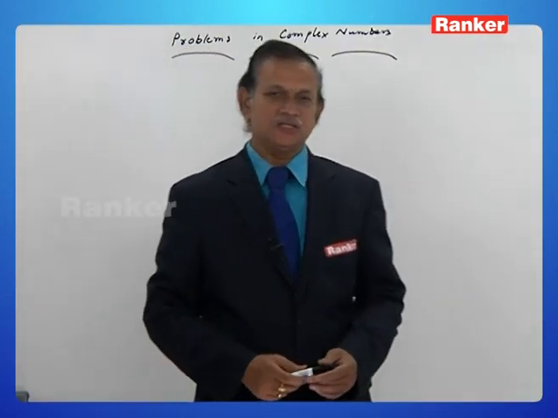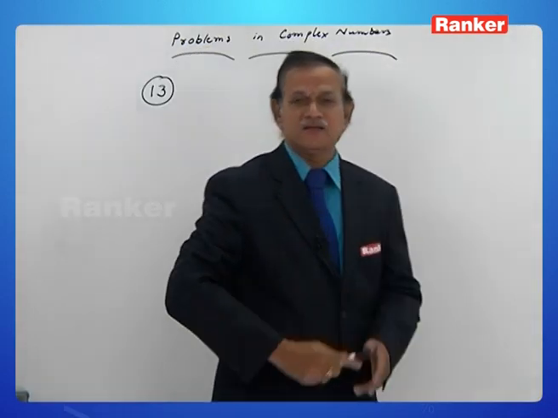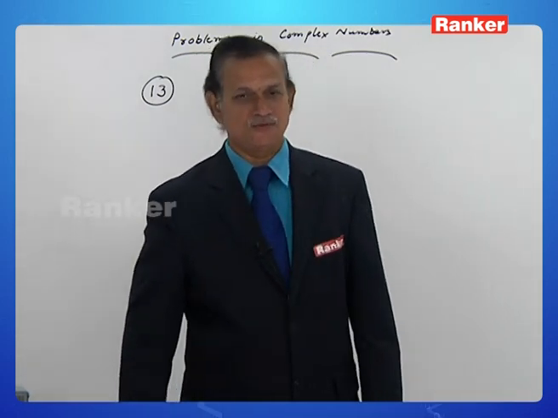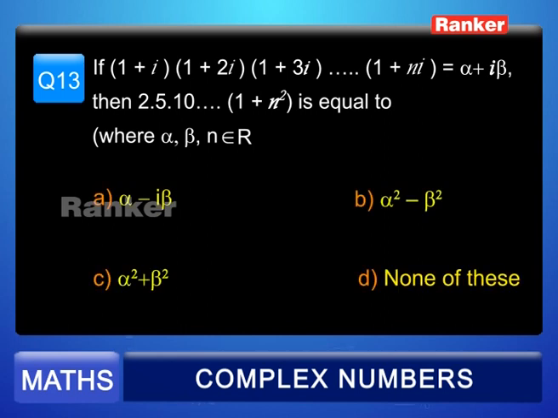The next question is question number 13. Another simple question has come to us. Let us receive it carefully. 1 plus I into 1 plus 2I into 1 plus 3I into 1 plus 4I and so on up to 1 plus nI. If it is alpha plus I beta, then what is 2 into 5 into 10 and so on up to 1 plus n square? That is equal to. The first option is alpha minus I beta.